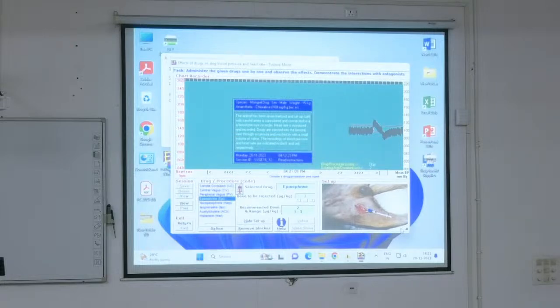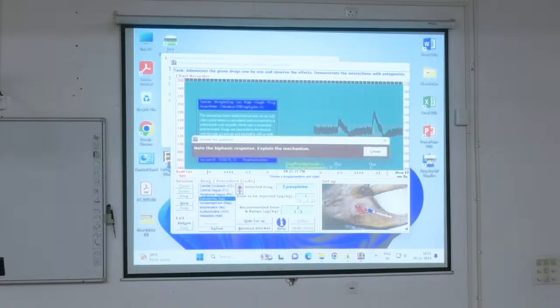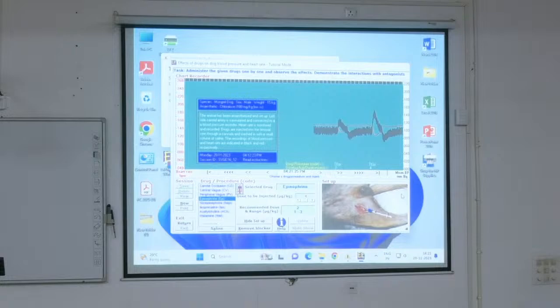Can you see that biphasic response of adrenaline? Biphasic response of adrenaline. Now if we increase the dose, you can see that the effect will be increased.